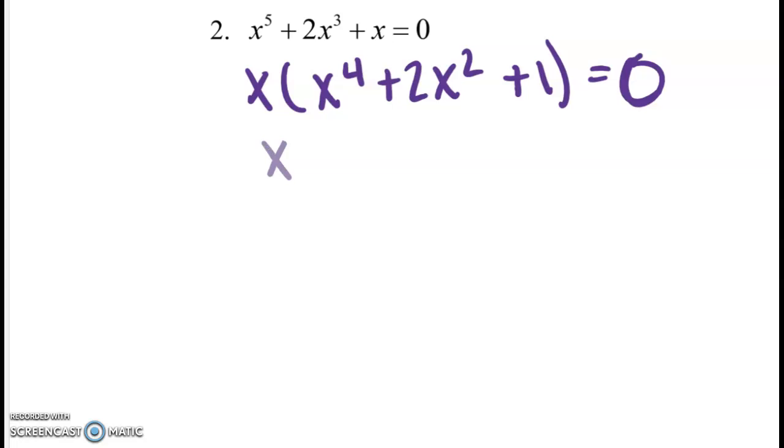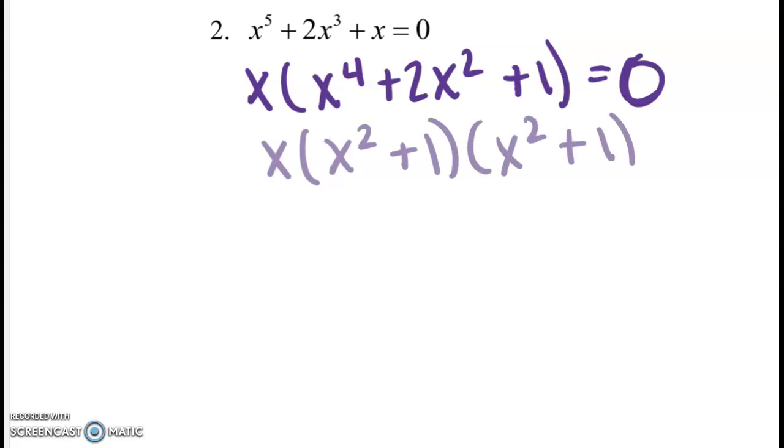Alright, so I've got x. Now we need to try to factor this. Can you think of 2 numbers that multiply to 1 and add to 2? Nice work. 1 and 1. So I've got x squared plus 1 times x squared plus 1. Since these are the same, they're going to produce the same zero. Here I'm going to get one solution. Here I'm getting 2 solutions because that's x squared, and here I'm getting 2 solutions because that's x squared. Now I can't factor those any further because it's the sum, not the difference.